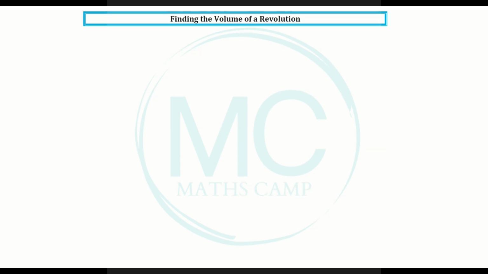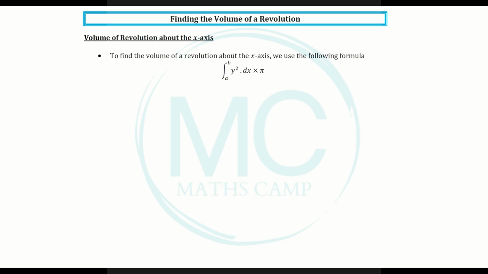Finally, I want to look at how we go about finding the volume of a revolution. Let's start with a revolution about the x-axis. To find the volume of a revolution, we use the following formula.